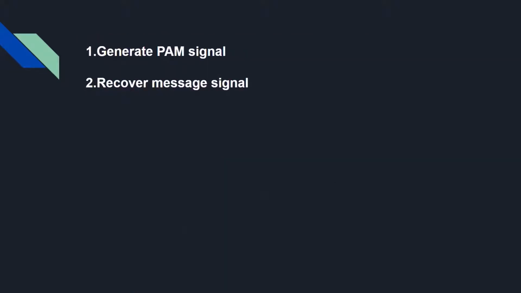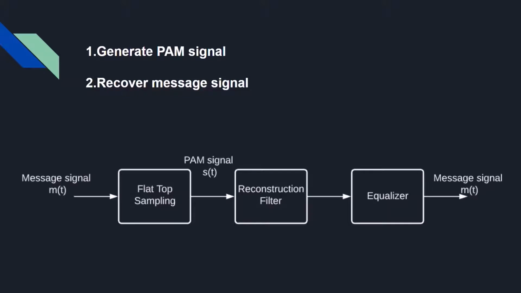So our aim is to generate the PAM signal and recover the message signal from it. We will perform each operation in the order shown in the block diagram. First of all, we will take a message signal m(t) and we will perform flat top sampling on it. Then we will finally recover the message signal.